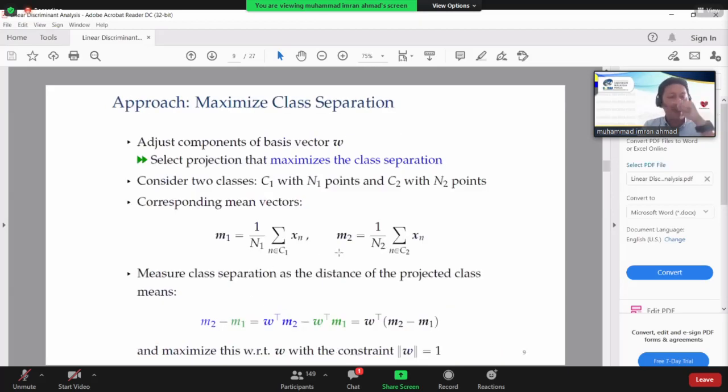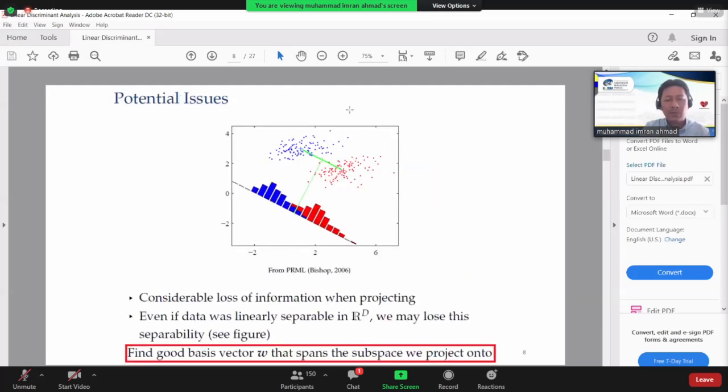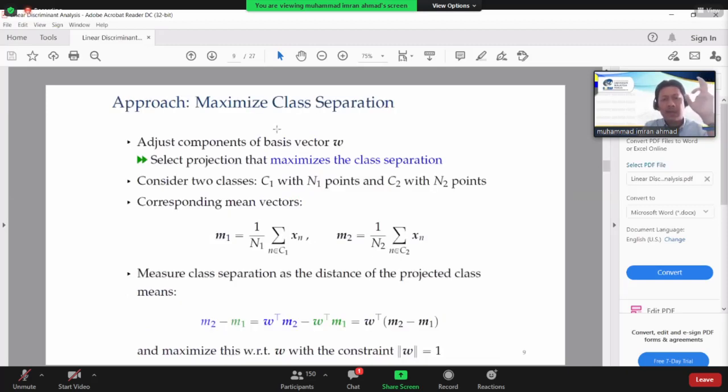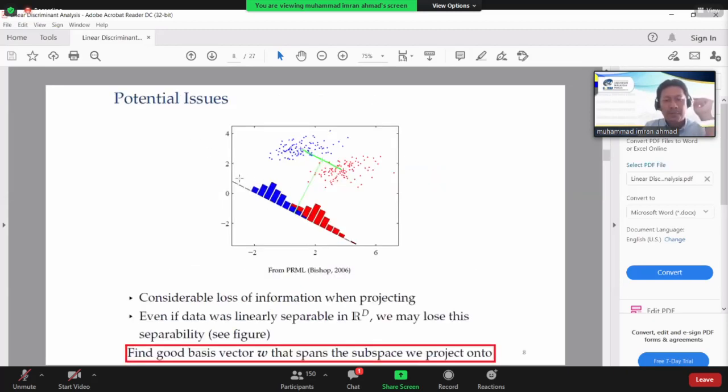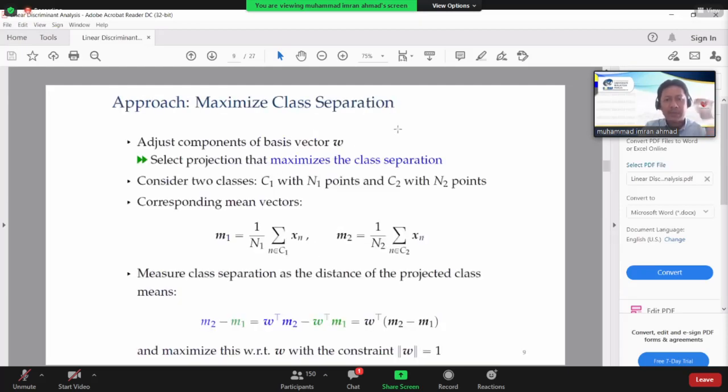So now, what is the approach that we need to use? What is the strategy to maximize class separation? When we think about maximizing class separation, it means we want to push the blue one up here, and the red one we push down below here, so they are far away from each other. In between the two of them, there is no overlapping region. This is the concept referred to as maximizing class separation.